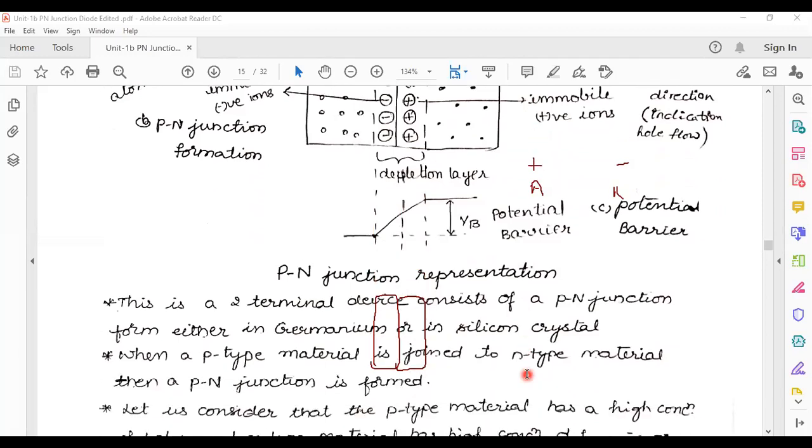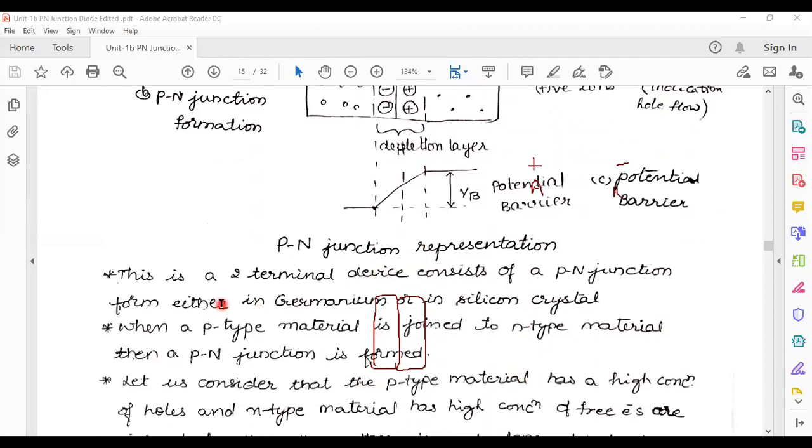And after knowing this, the PN junction diode is a two-terminal device, consisting of P and N type material with one junction. The diode can be made with either silicon or germanium material. Similarly, transistors can be made with silicon or germanium material.